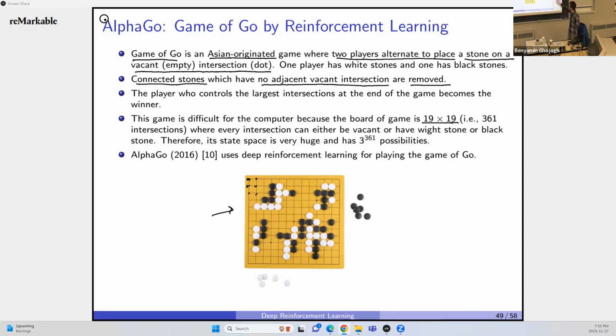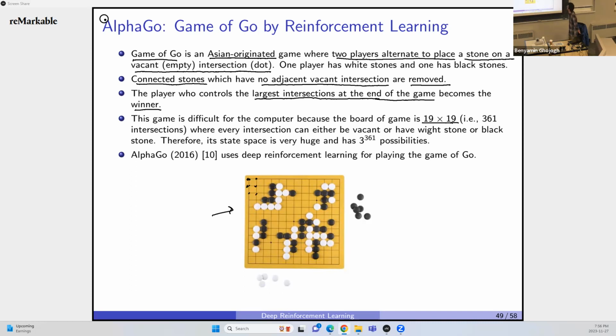I'm not an expert in this game. You can Google the rules of this game. There are some YouTube videos on the rules of this game as well. By the way, it's a hard game. It's not an easy game. The player who controls the largest intersections at the end of the game becomes the winner.